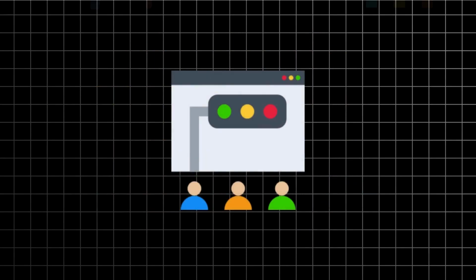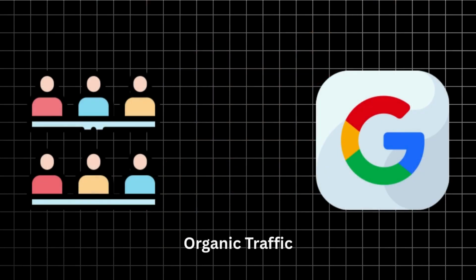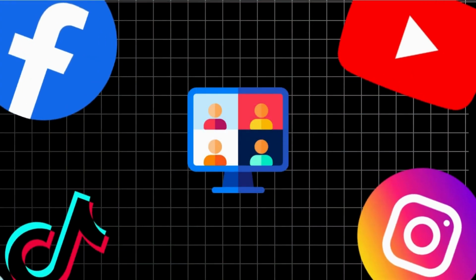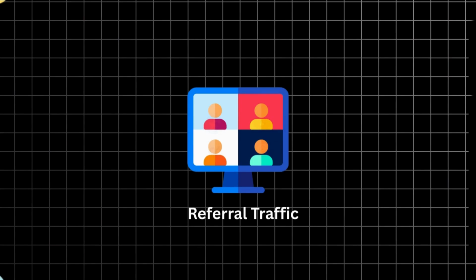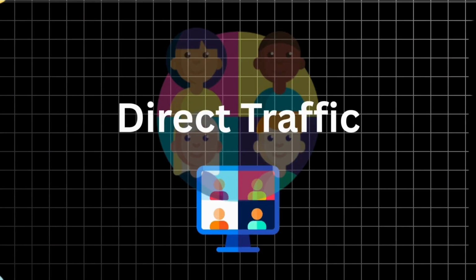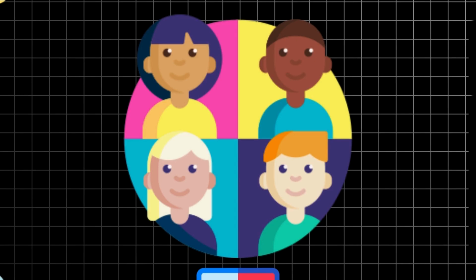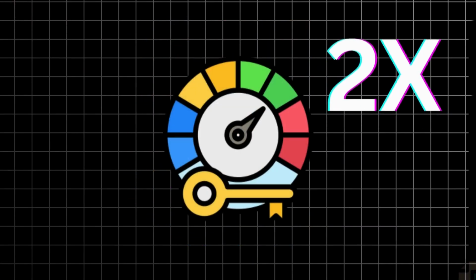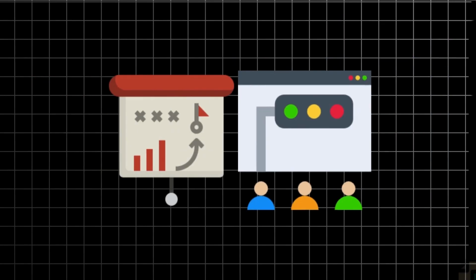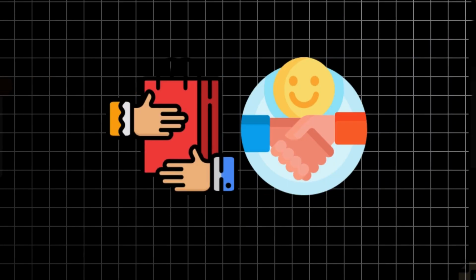Also, not all traffic is the same. You've got organic traffic, people who found you on Google, paid traffic from ads, referral traffic from blogs or collabs, and direct traffic, people who already know your brand. Knowing where your traffic comes from helps you understand what's working and where to double down. The more intentional you are with traffic, the more control you have over your customer journey.